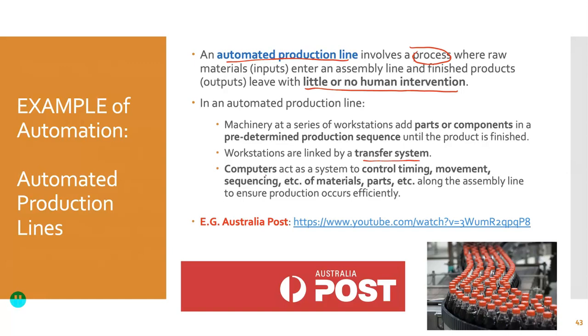And it is computers, not people, that control the timing, the movement, the sequencing, and essentially everything around the materials and parts to ensure the production occurs efficiently, so quickly without waste. Examples of this include Australia Post and how your letter gets sorted, and you can Google lots of businesses that do this. I encourage you to look at some YouTube videos of different products being made to see the automated production line. Not many people, but lots and lots of machines.